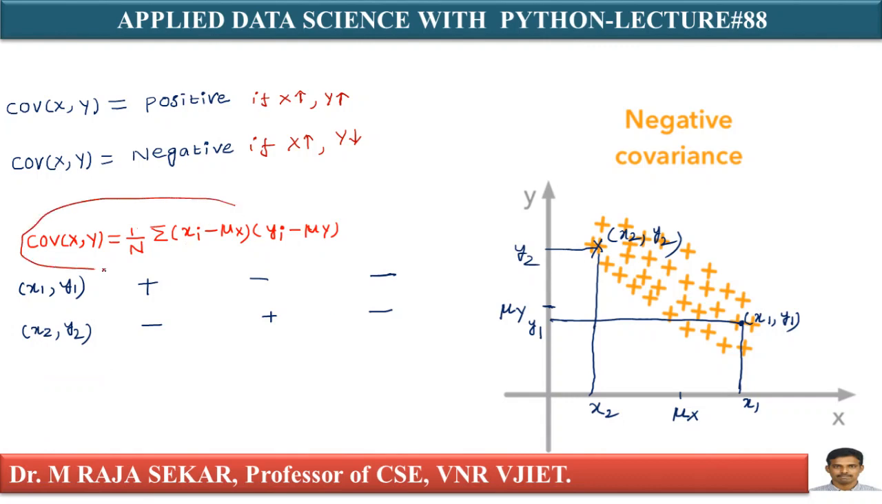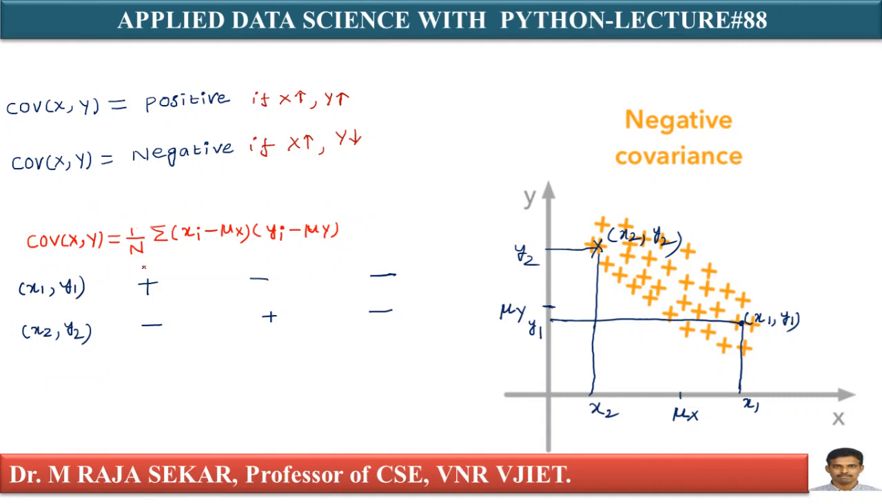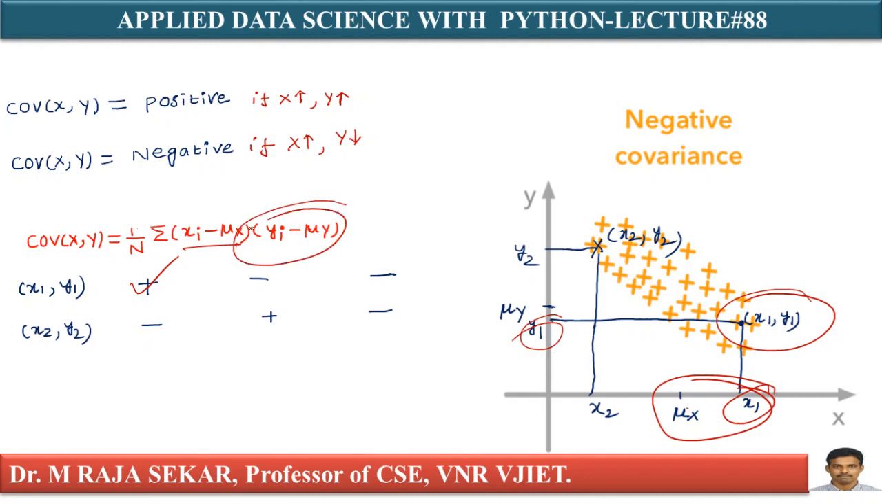This is my covariance formula, 1 by n. Anyway, n is the number of observations, a positive number. Let me take this as x1, y1. This is my x1, this is y1, and let me say this is mu of x, mu of y. What does it mean? x1 minus mu of x: x1 is bigger than mu of x, so x1 minus mu of x is positive. y1 minus mu of y: y1 is smaller than mu of y, therefore it is a negative number. Positive into negative will give a negative quantity, isn't it?